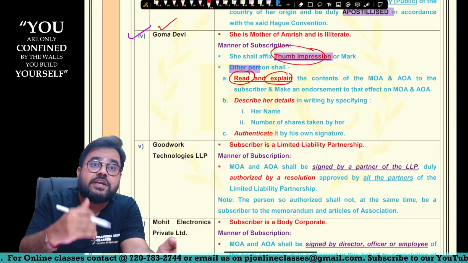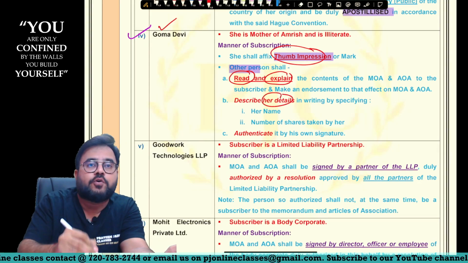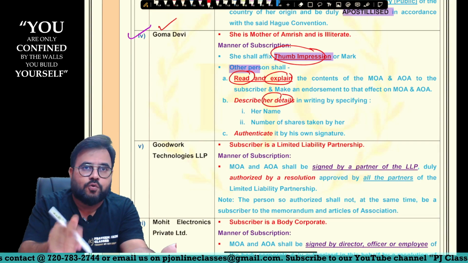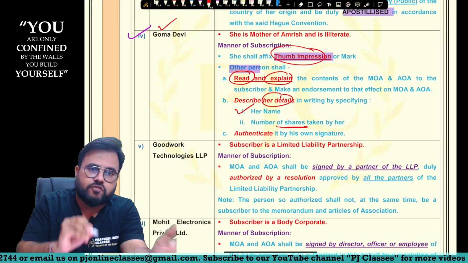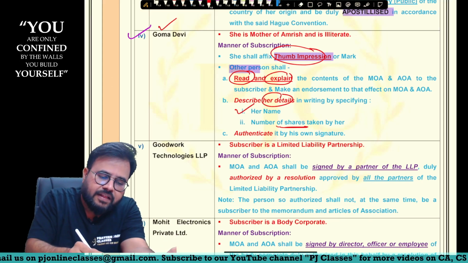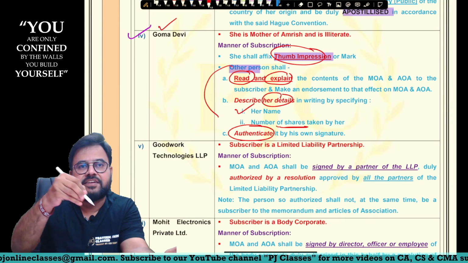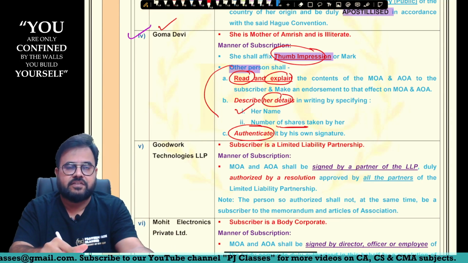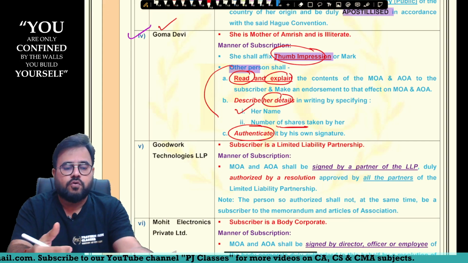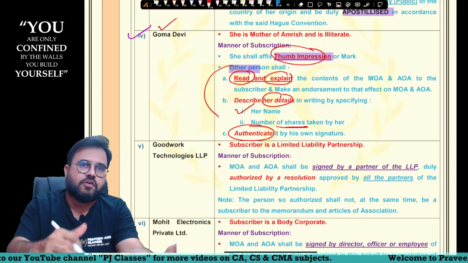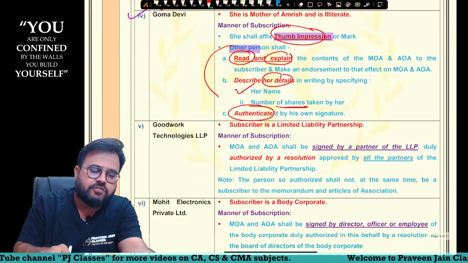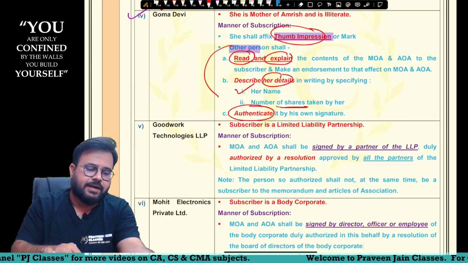Then he is going to describe her details. Since she cannot write, her name will be written by him, and the number of shares she is taking will also be written. Then this other person is going to do the authentication, that means he is going to put his signature, because we want to know who the person is who explained and read in front of that person. So these are the procedures for subscription by an illiterate person.